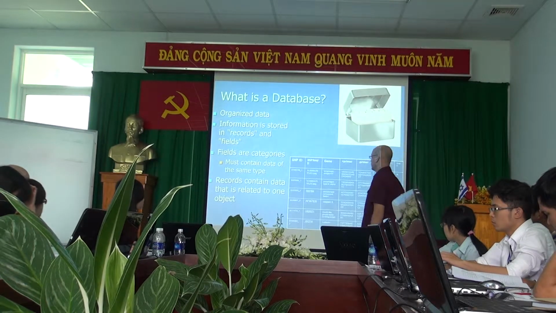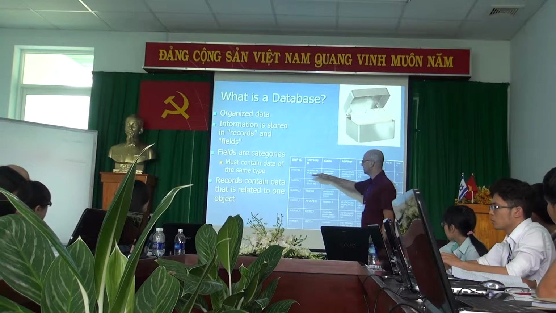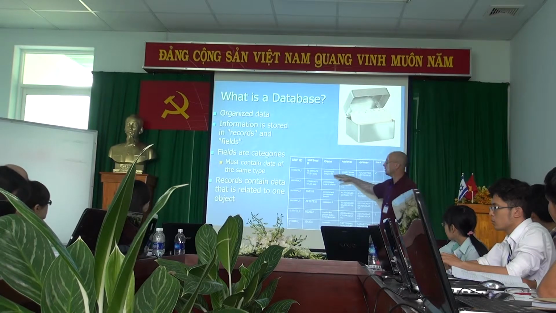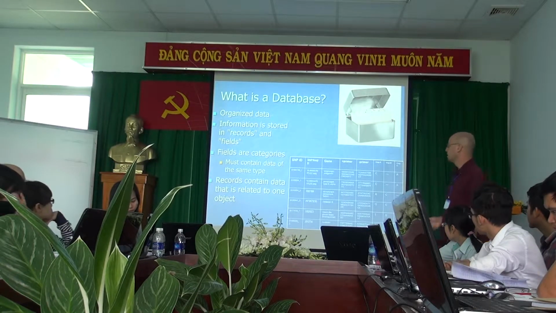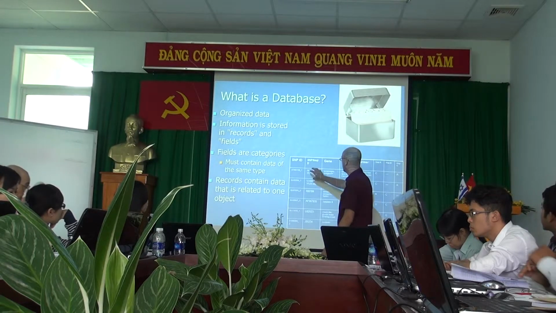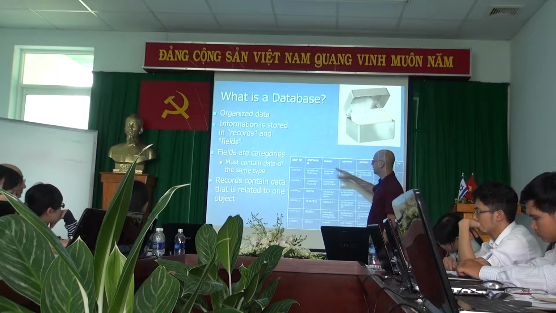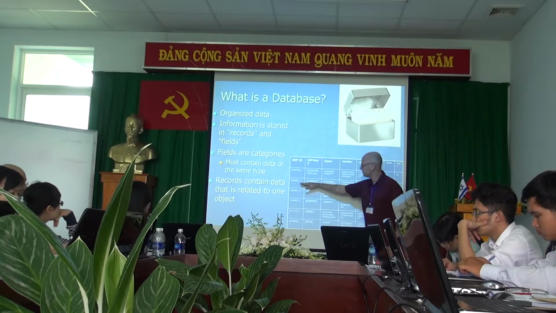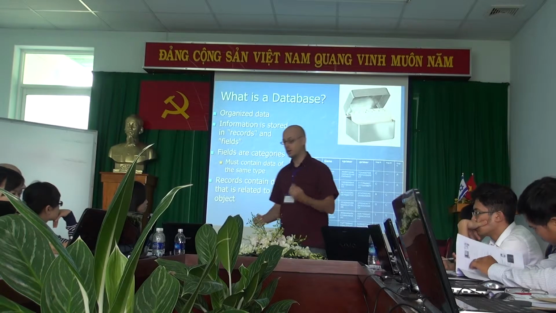Okay. So each record, in this case each row, is a different record. Each record contains data that is related to only one object. So each of these fields is related to the same object. So this is one object, this is the second object, this is the third object, and I'm going to give you an example.